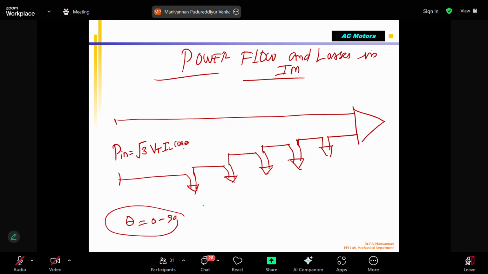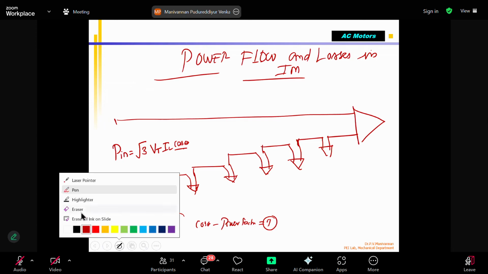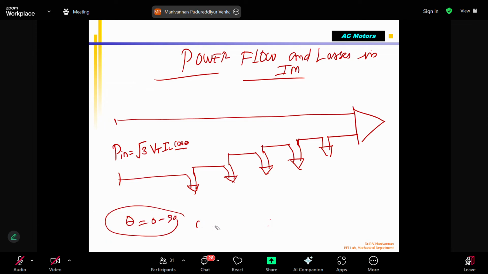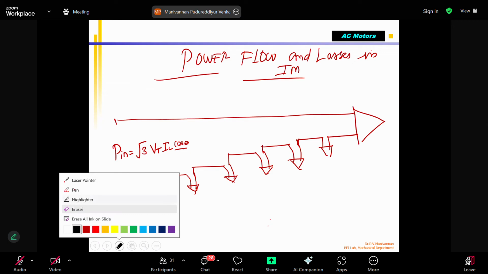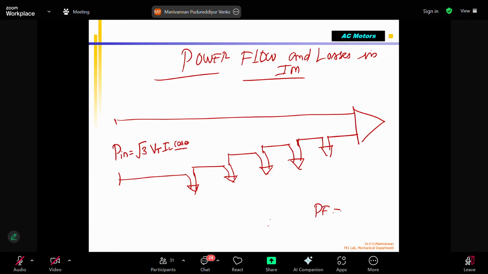Cos theta is called the power factor. A power factor of one is better, but a lower power factor is not good. With an inductive load the power factor can be less than 1. Please note down the power factor, which is nothing but cos theta.